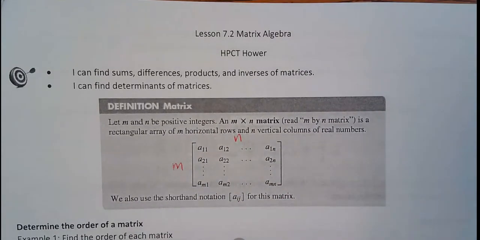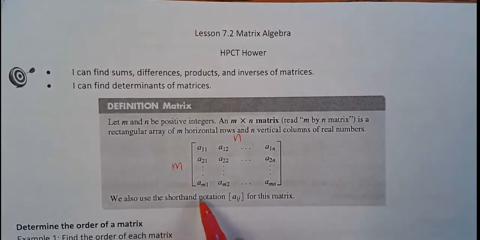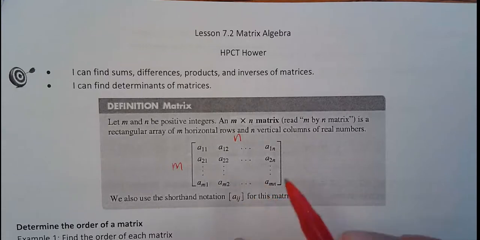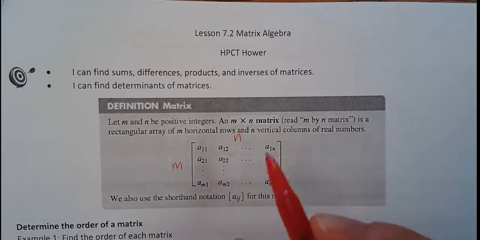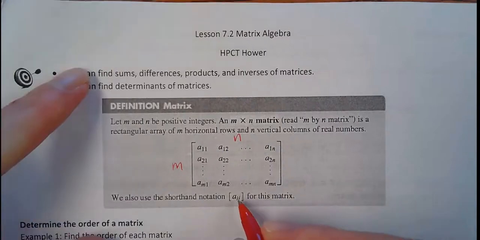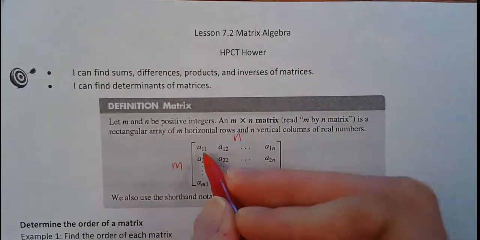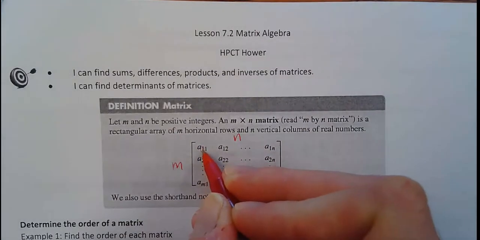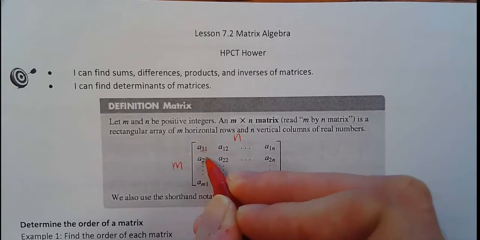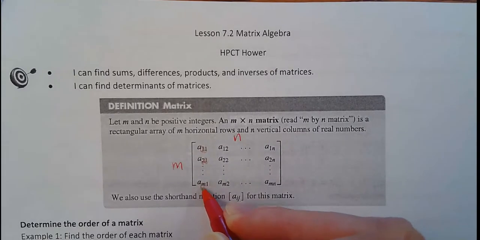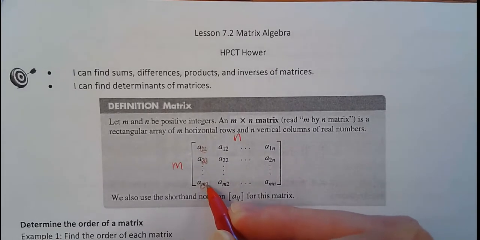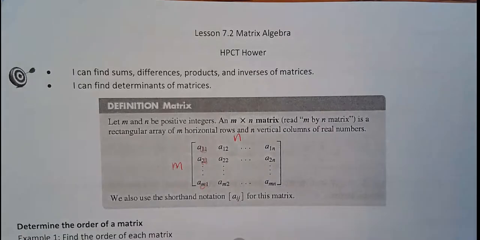So try to change gears if you think like me. We use the shorthand notation A, and then however many rows it might have, however many columns. Now, the numbers i and j tell you the location of an entry. The first number says first row, first column, second row, second column, mth row, first column. Think of it almost like a battleship board as you're looking at this.